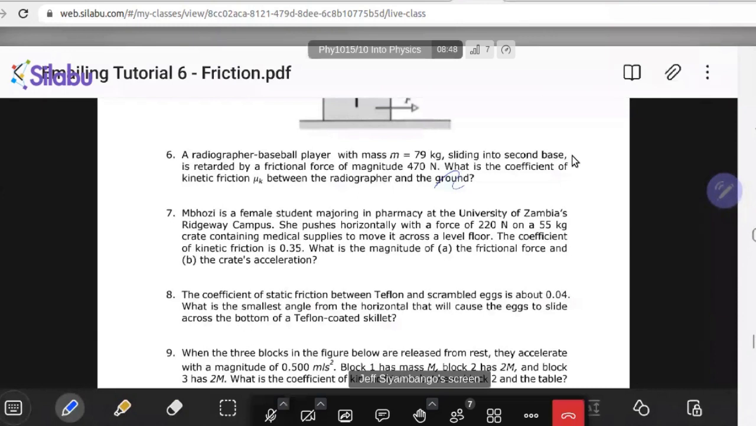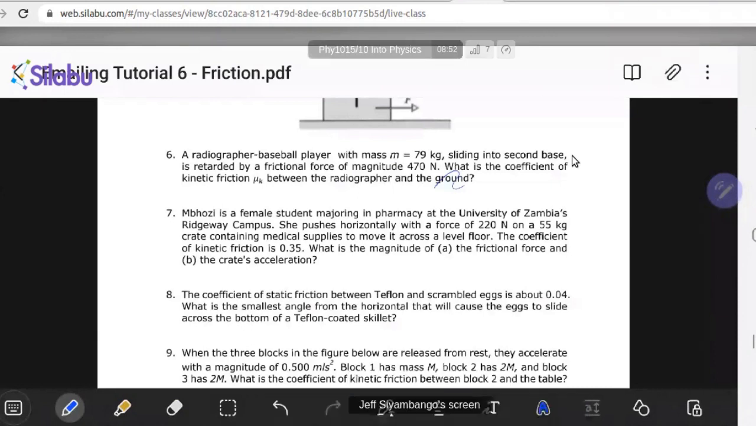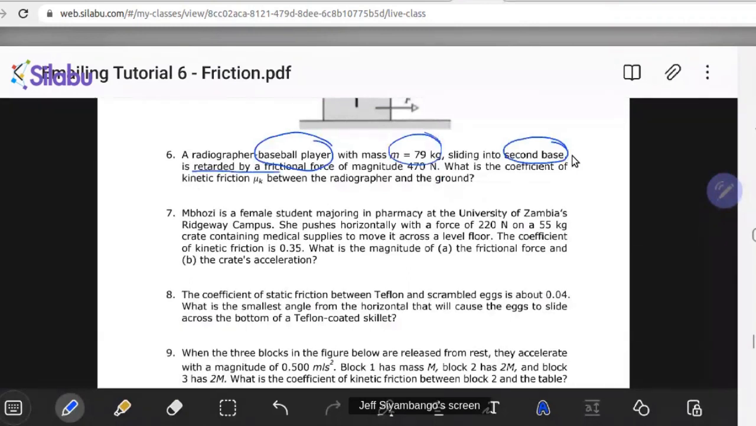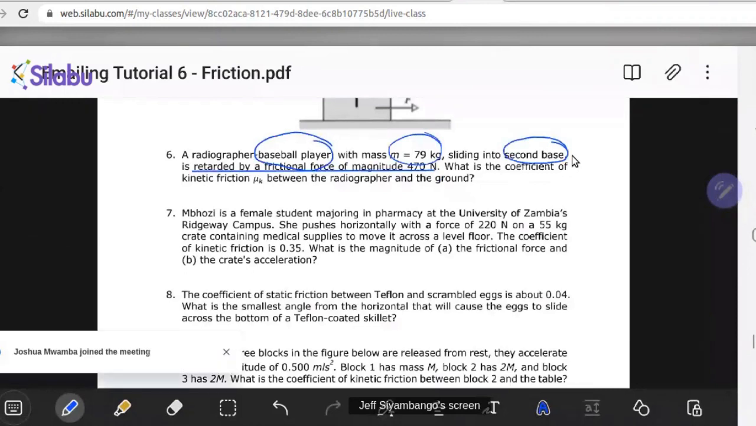Okay, so let's see what is happening here. We have two players. This is the first player with that given mass. This person slides into a second player, so these two are going to collide. And then the first player is retarded by a frictional force of that magnitude. Now the question is, what is the coefficient of friction between the first player and the ground?